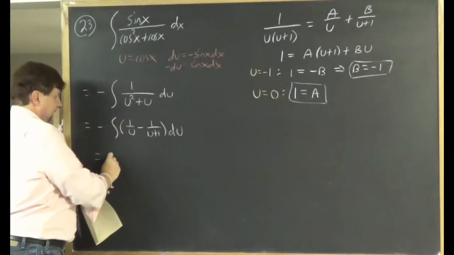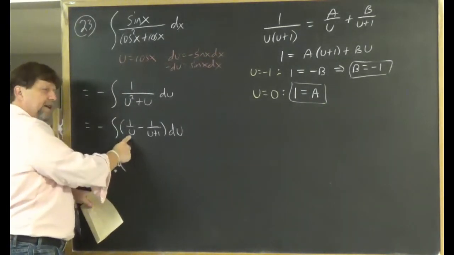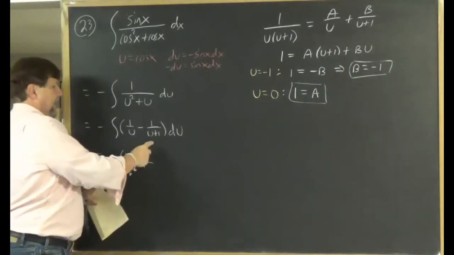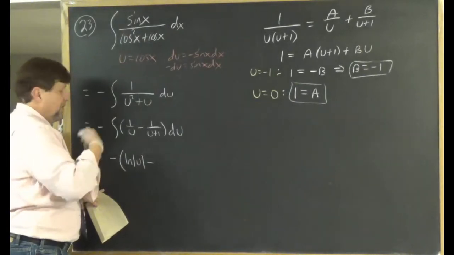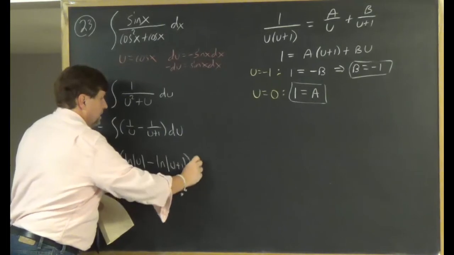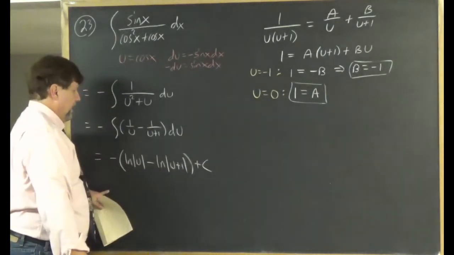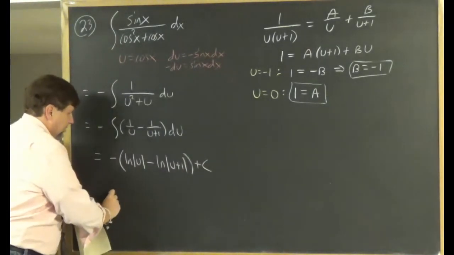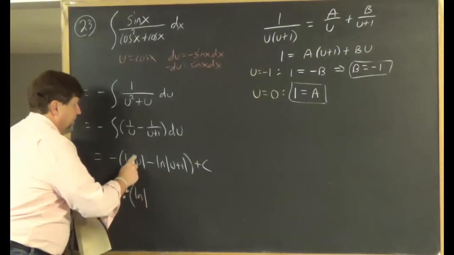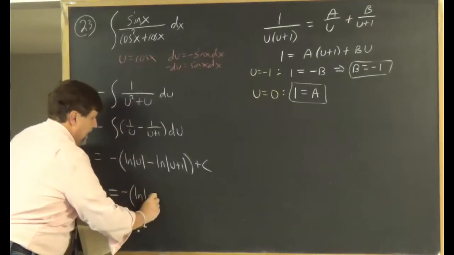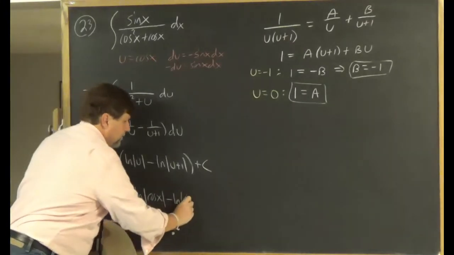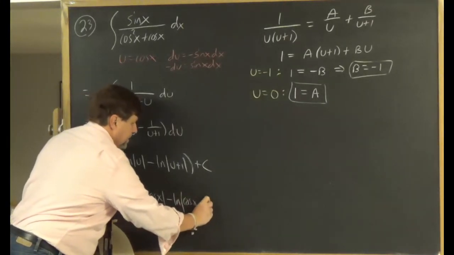Very, very friendly to get an antiderivative here. We know the antiderivative of 1 over u is natural log absolute value of u. The antiderivative of 1 over u plus 1, we know that's the natural log absolute value of u plus 1. And then we resubstitute. So we have the natural log absolute value of cosine x minus the natural log absolute value of cosine x plus 1.